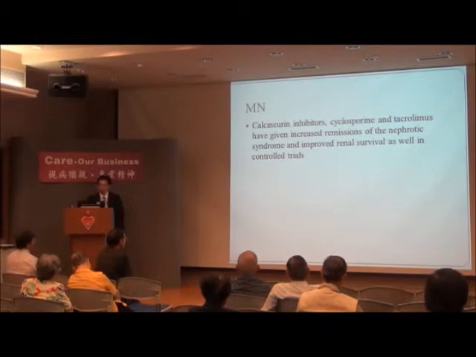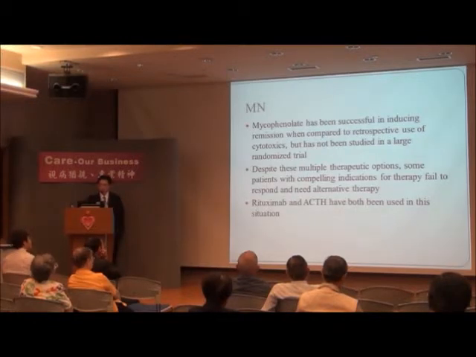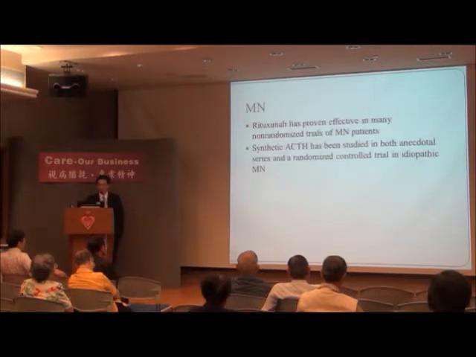Calcineurin inhibitors like cyclosporine and tacrolimus have given increased remission of the nephrotic syndrome and improved renal survival as well in controlled trials. MMF has been successful in inducing remission when compared to retrospective use of cytotoxic agents, but has not been studied in large randomized trials. Despite these multiple options, some patients with compelling reasons for therapy fail to respond and need alternative therapy. Bortezomib and more recently ACTH have both been used in this situation.